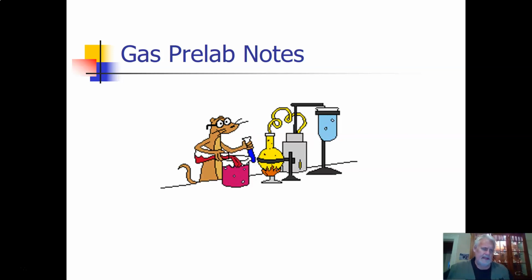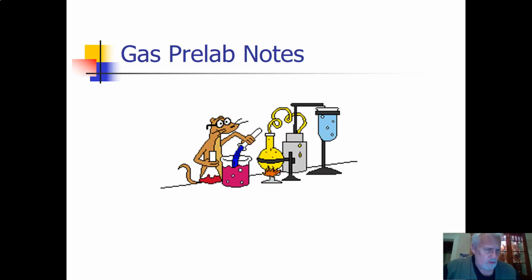What we're going to be doing is actually finding out the molecular weight of a gas, and that gas is going to be butane, from a butane lighter. So that's what we're going to do in the lab.